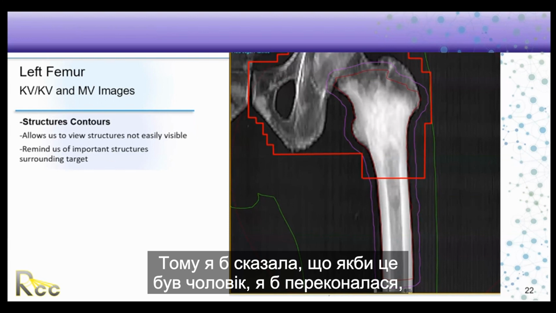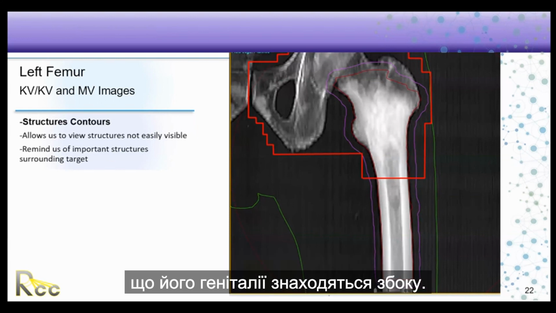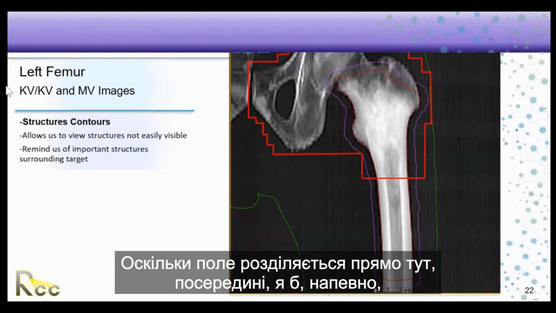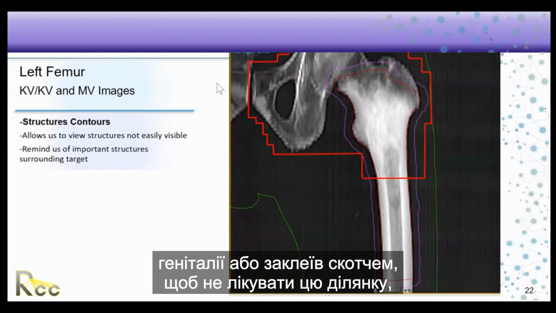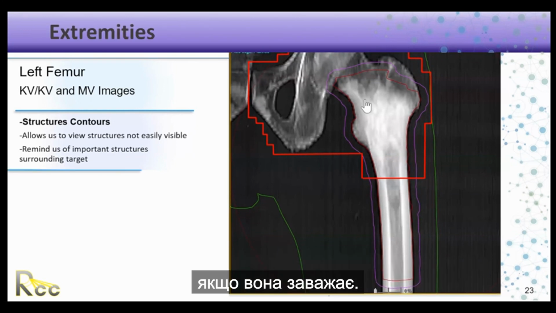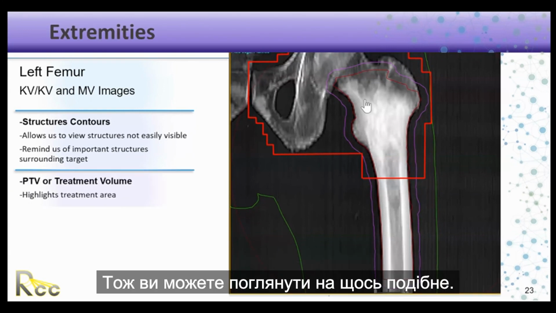So I would say for me, I would make sure that if this was a male, that his genitals were over to the side. Because the field splits right here in the middle, I would probably go in the room and maybe just move it over or tape it to avoid treating that area if it happens to be in the way. So something like this, you could take a look at.